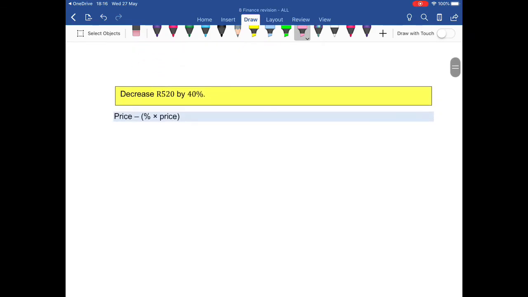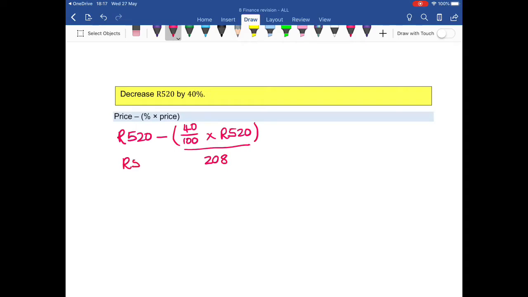Let's look and see what happens when we have a decrease. You take the price, which is 520 Rand. Decrease is minus 40%, which is 40 over 100, multiplied by the price, which is 520. If I do this on my calculator, I'm going to get a value of 208, which I'm going to subtract from 520. And when I do that, I get an answer of 312 Rand.